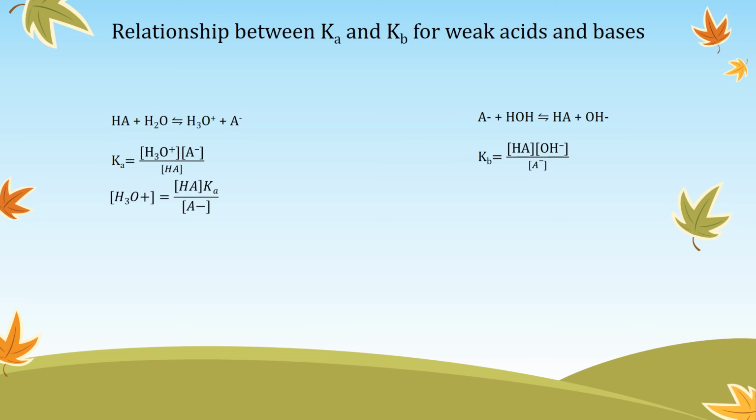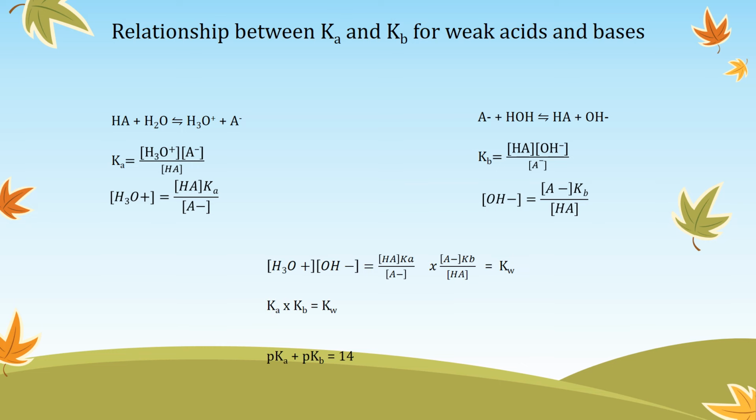So the hydronium ion concentration you can calculate like this: concentration of weak acid into Ka divided by the concentration of conjugate base. Similarly, for a weak base you can calculate the hydroxyl ion like this.